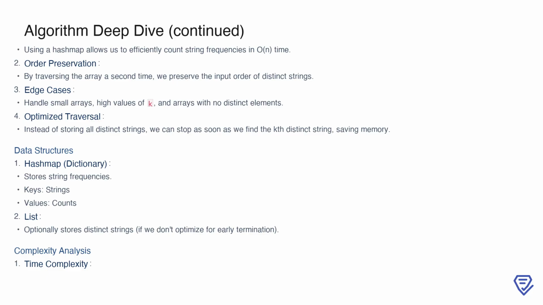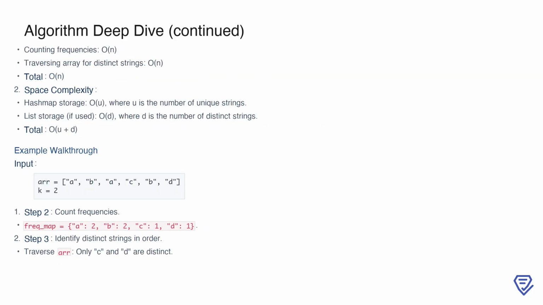It's also important to account for edge cases, such as arrays with fewer distinct strings than k, very small arrays, or arrays with no distinct elements at all. To summarize, the algorithm relies on two key data structures, a hash map to store string frequencies and, optionally, a list to store distinct strings if we don't optimize for early termination. Let's analyze the time and space complexities of our solution.